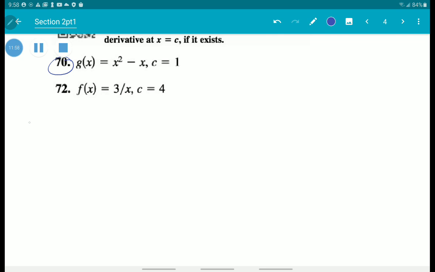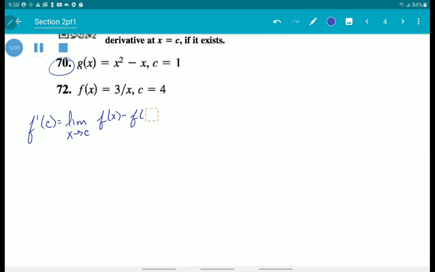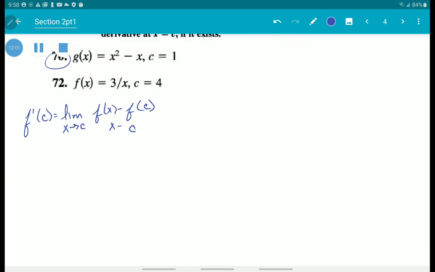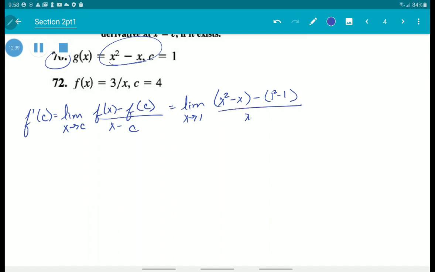I'm going to write my definition first. I like to do that. It's the limit as x approaches c of f of x minus f of c over x minus c. So for us, it's going to be the limit as x approaches 1 of f of x, which is x squared minus x, minus f of c. So if I plug a 1 in here, I'm going to have 1 squared minus 1. And that's going to be over x minus 1.